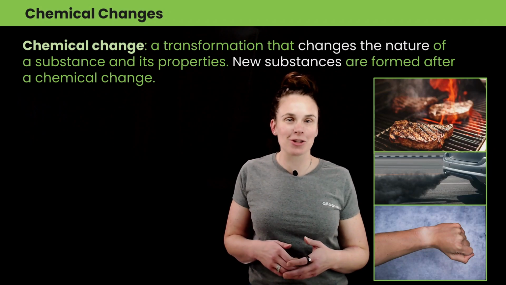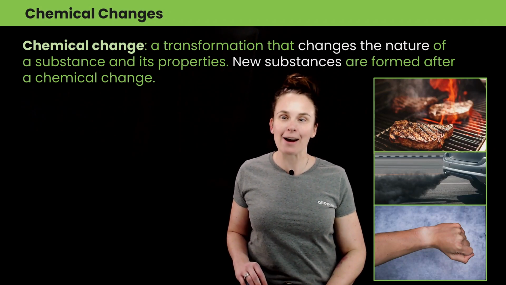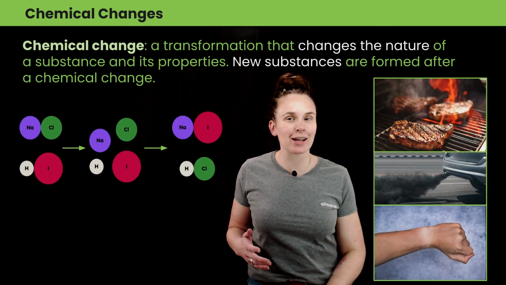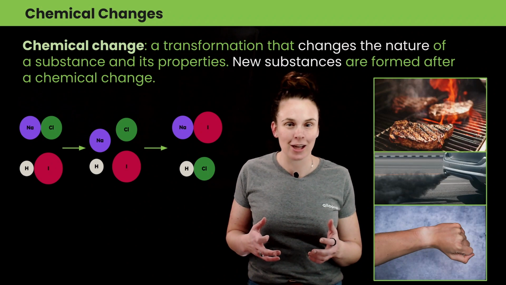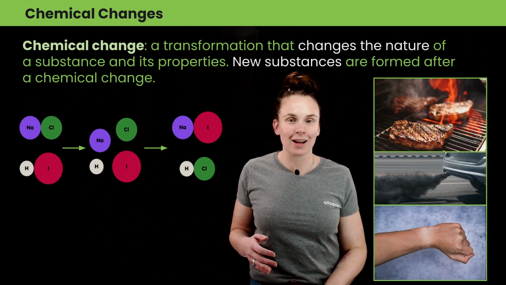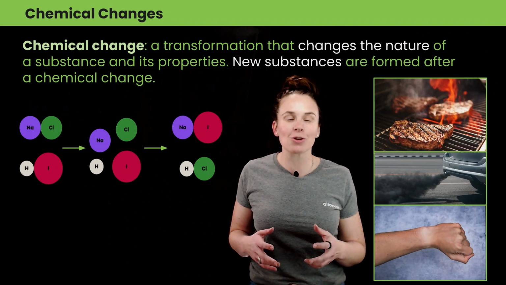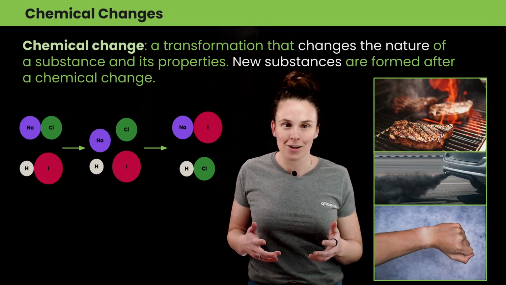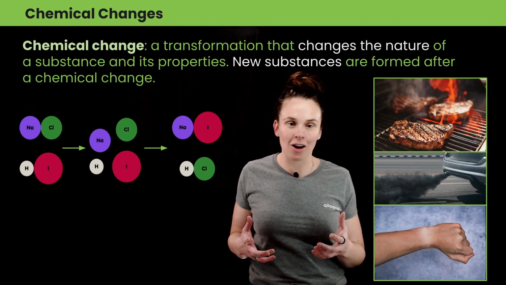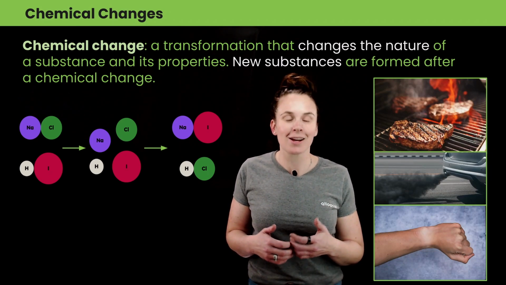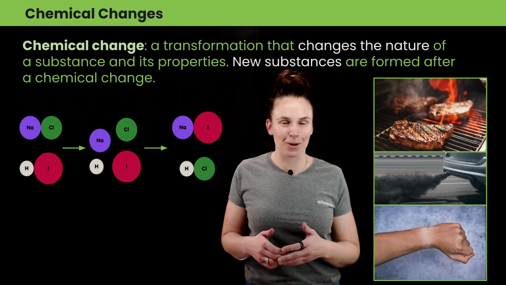Chemical change is a transformation that changes the nature of a substance and its properties. New substances are formed after a chemical change. So during a chemical change, what happens is that the particles break apart, rearrange themselves, and form a brand new substance. And in order to see if a chemical change really took place, what's really cool is that you can look for evidence, like a detective. So when you cook meat, when gas is combusting in a car, or even in our own bodies, chemical changes occur.